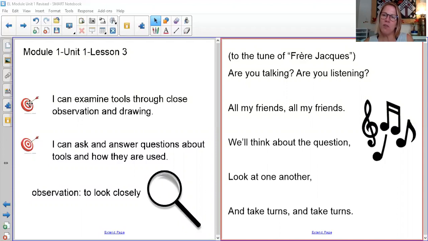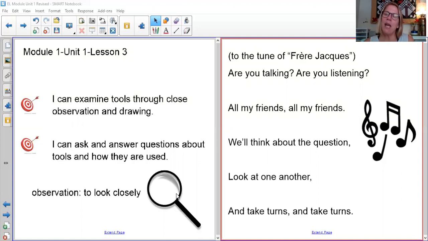Remember, the word observation is to look very closely at something. So I went ahead and added a magnifying glass to remind us that when we observe, we look very closely at something. So to repeat, 2 targets: examining tools through close observation. Number 2, asking and answering questions about tools.